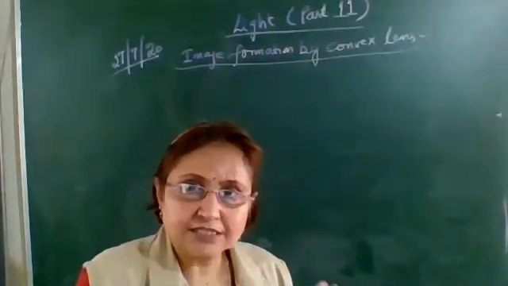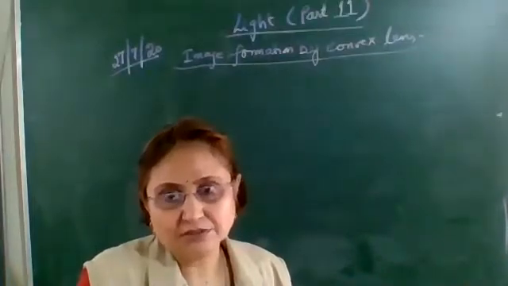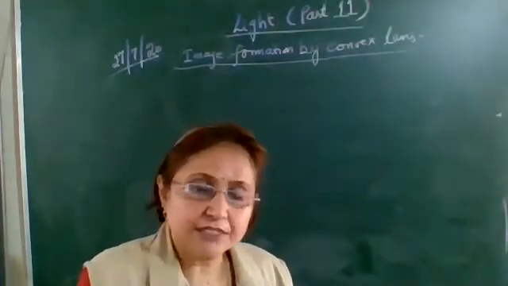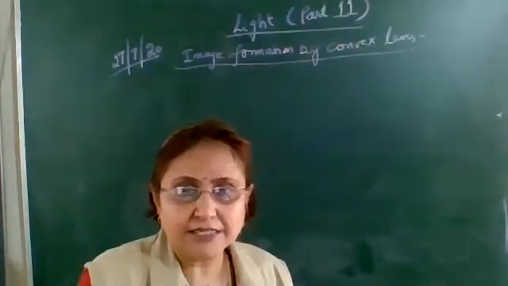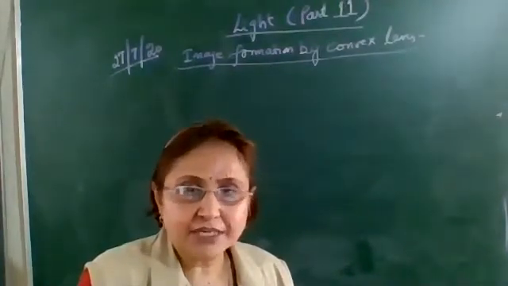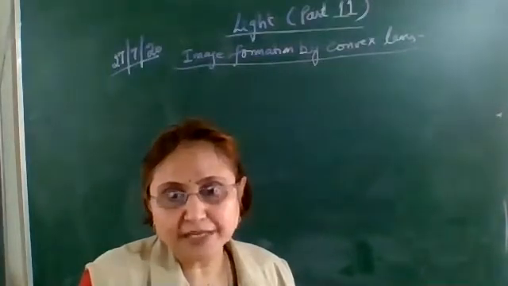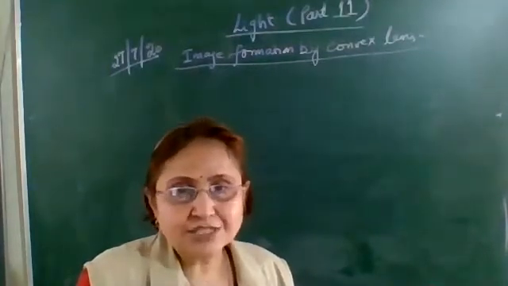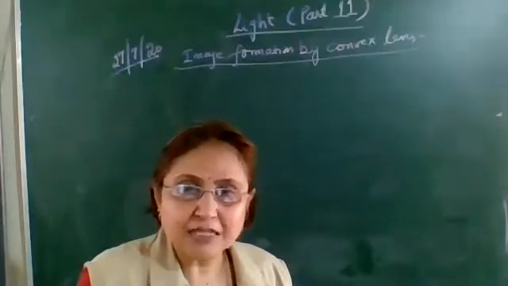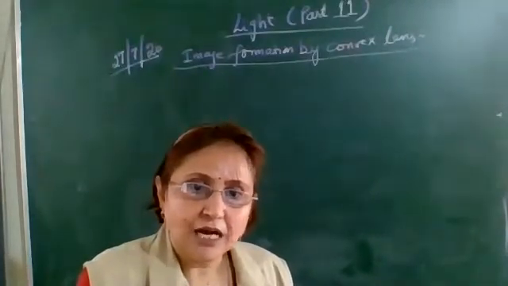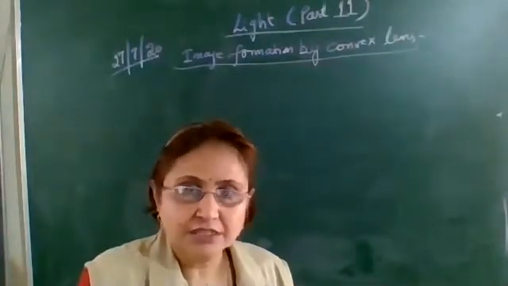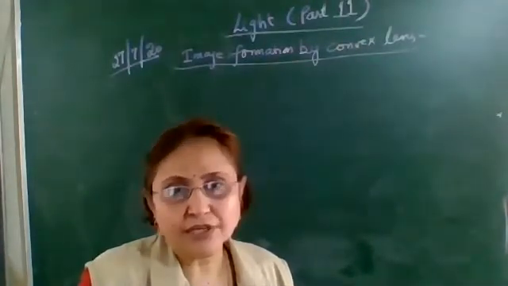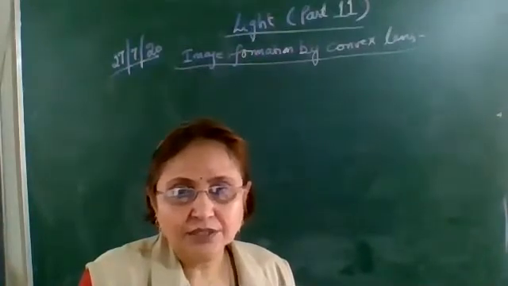Optical center is the central point of the lens, and any ray of light which is passing through the optical center goes undeviated, that is, goes without bending. Principal axis is the straight line which is passing through the optical center and perpendicular to both the faces of the convex lens. That straight line we call the principal axis.